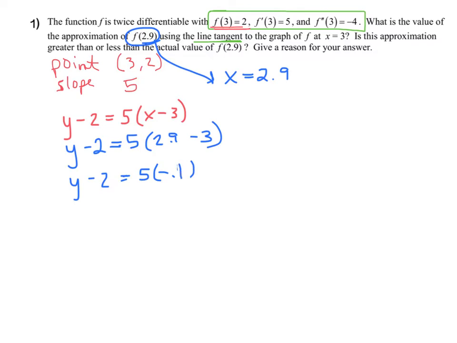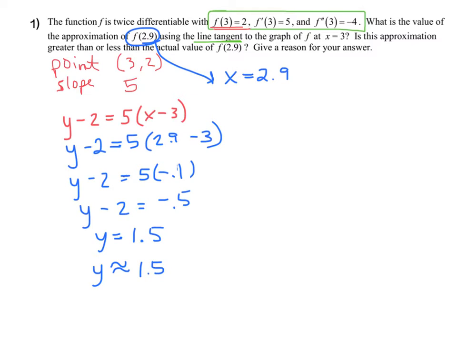All right, which then, of course, is y minus 2 equals negative 0.5. Add the 2 over, so y is equal to 1.5. Okay, so the question is now, this would be my approximation. It's approximately, so y is approximately 1.5. Okay, so now that I have that, I have to think about the second part of the question.